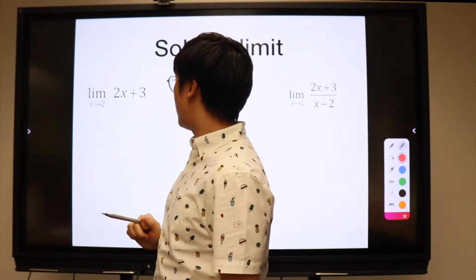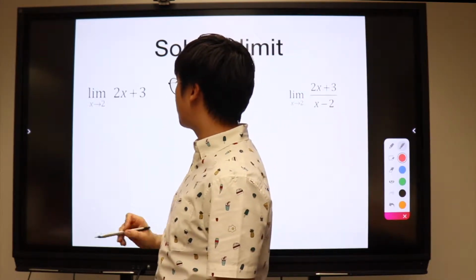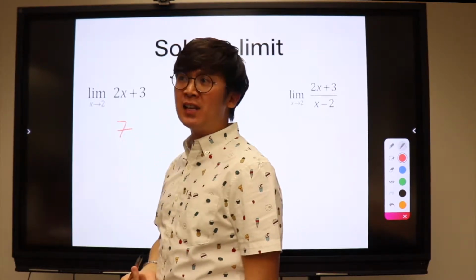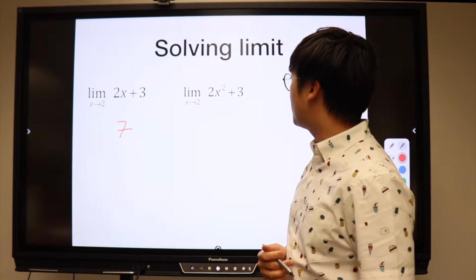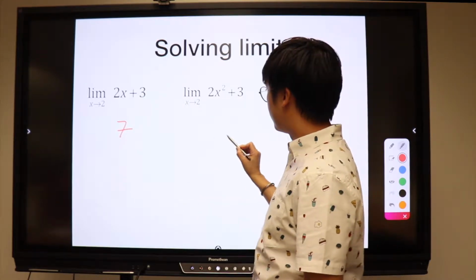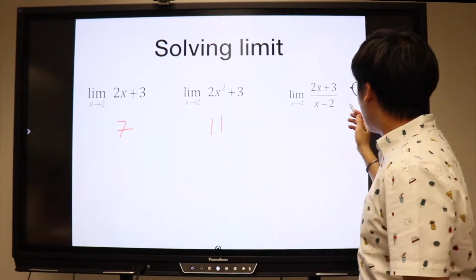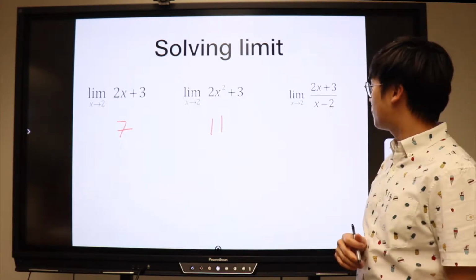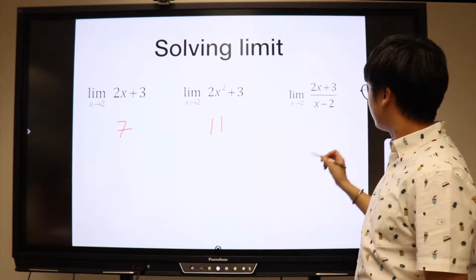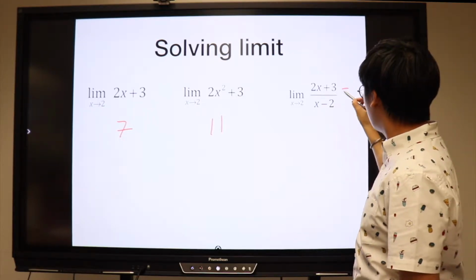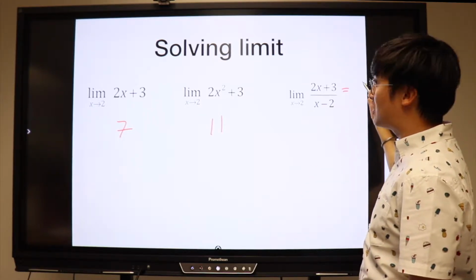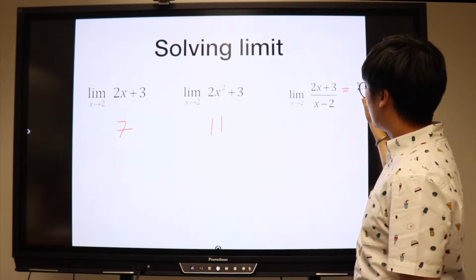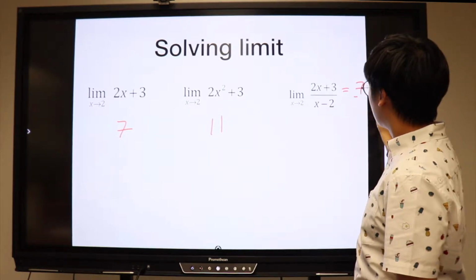Okay, what about number 1? What is the limit of the function 2x plus 3 as x approaches 2? 7. So by substitution, you know it exists and it's equal to 7. What about 2x squared plus 3 as x approaches 2? 11. And what about this rational function, 2x plus 3 all over x minus 2, as x approaches 2? Undefined, because what is the numerator here when you substitute the value of 2? 7. What did you get? The numerator is 7 over 0.